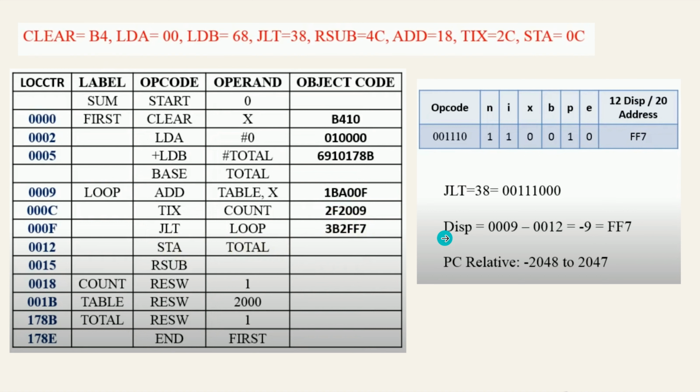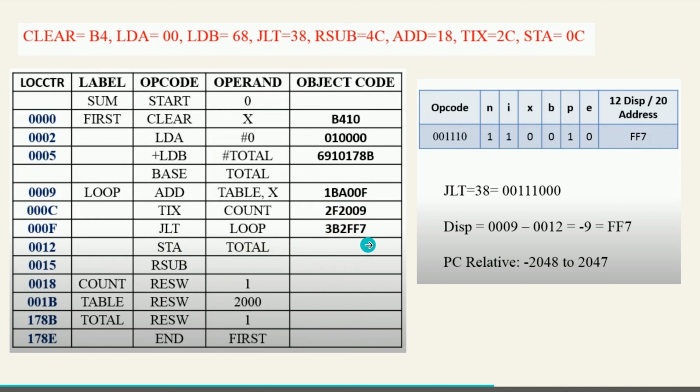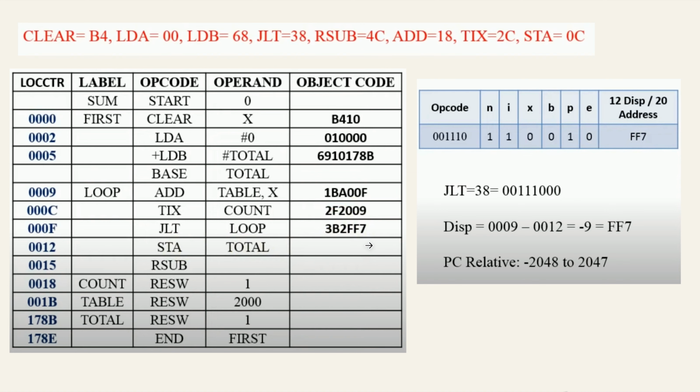So now we are going to generate the object code. It is 3B2FF7. Now the object code for this statement is 3B2FF7, that we are going to write. 3B2FF7.